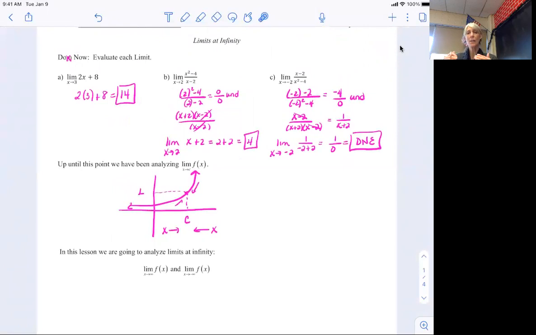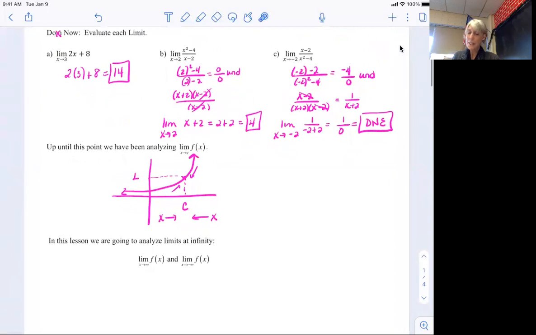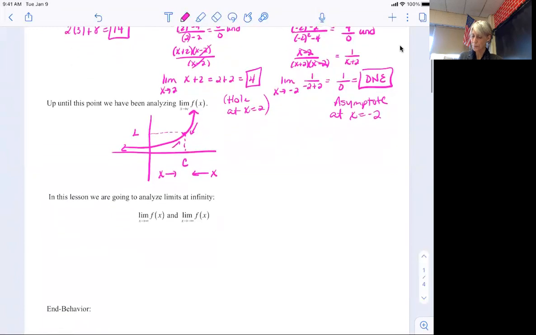And we talked about the different things that these mean. Remember, this would be a hole in my graph. And this would be an asymptote. You don't necessarily have to write that unless you're asked. So just be aware of what the question is asking you.